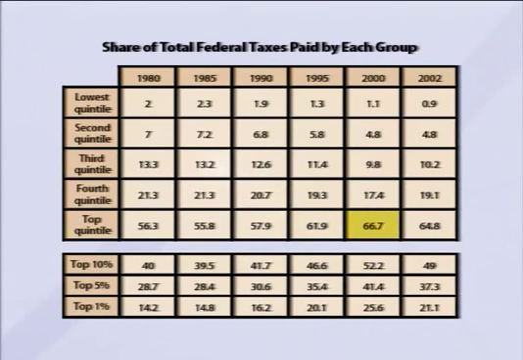By 2000, the top quintile was paying 66.7% of all federal taxes. And that dropped off a little bit by 2002 after the tax cuts in 2001, when 64.8% of all taxes were paid by the top 20%. If you look at just the top 5%, they were paying 37.3% of all federal taxes as of 2002. Now, I'm not against the rich paying more, but it's a fair point to say that compared to, say, the 1980s and the Reagan years, they are paying more. They are paying a larger share of federal taxes.